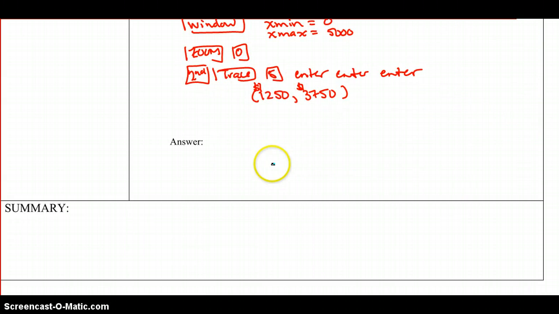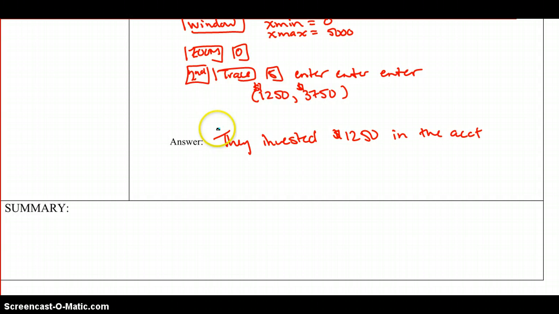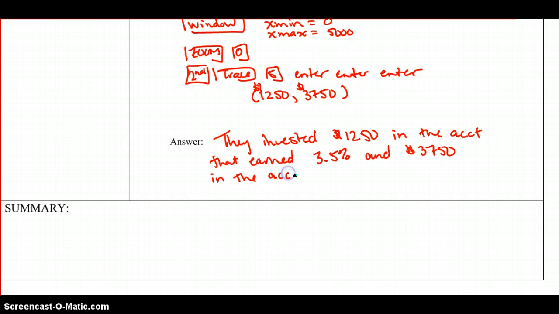So our final answer here is that they invested $1,250 in the account that earned 3.5% and $3,750 in the account that earned 0.8%.